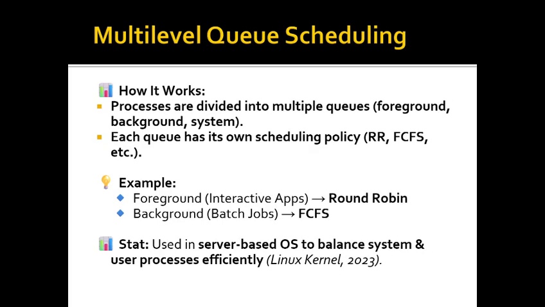Multi-level queuing. It is a combination of both round robin and first come first serve. For example, for foreground interactive apps we use round robin, and for background apps we use first come first serve as a batch job.